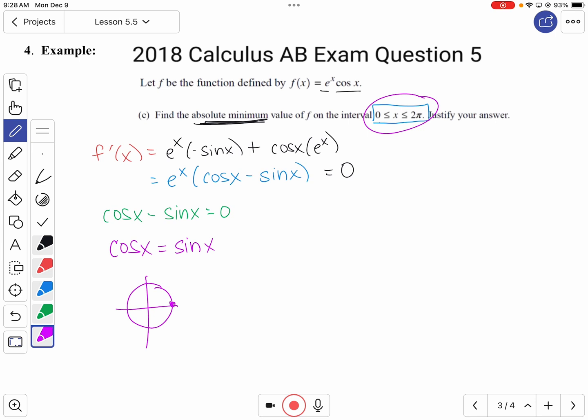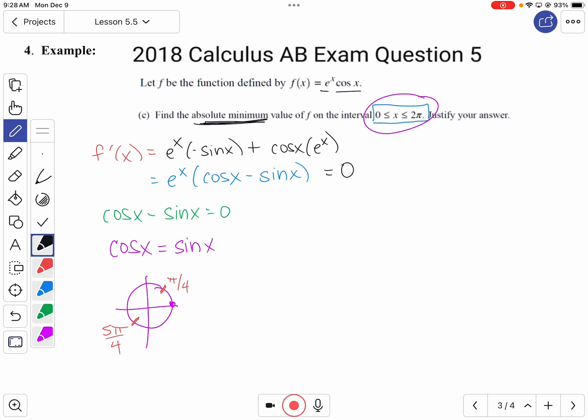It's the pi over 4s. It has to be pi over 4. Anywhere else where they'd be the same? And 5 pi over 4. They'd both be negative in the third quadrant, because the x and the y are the same at those places. That's what it's asking me: where is x equal to y on the unit circle? So it has to be the pi over 4s.